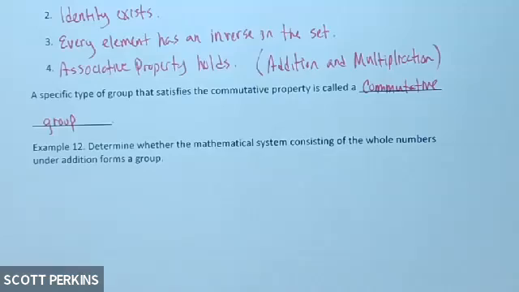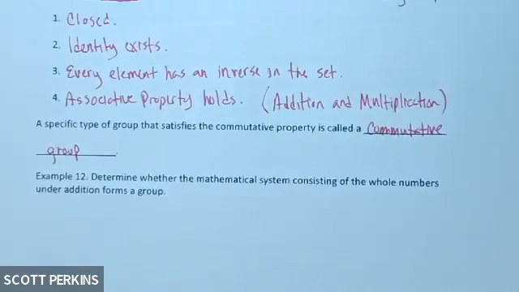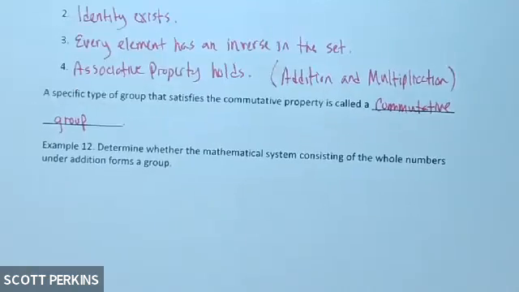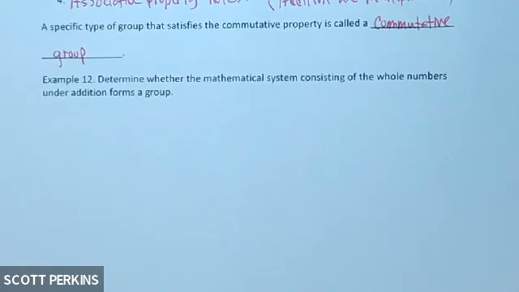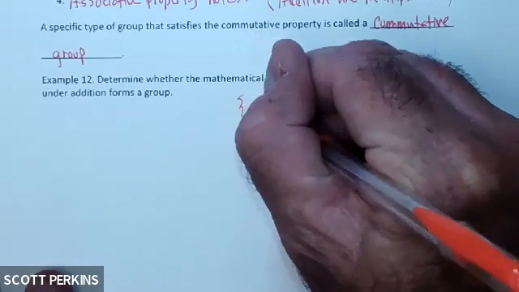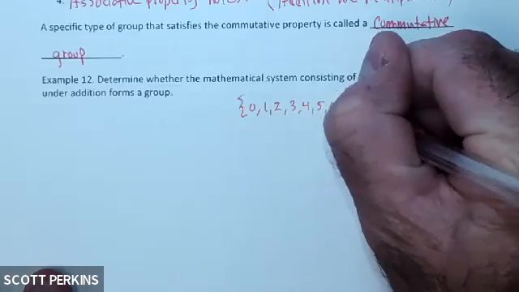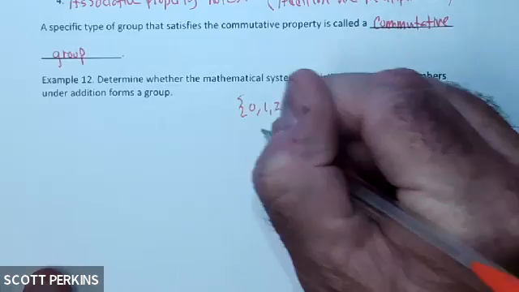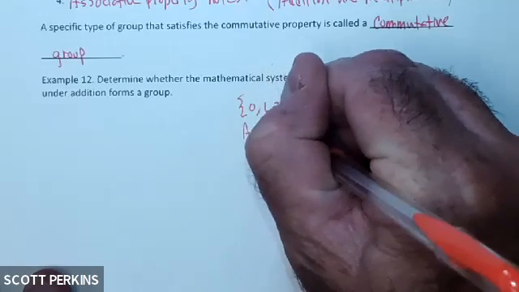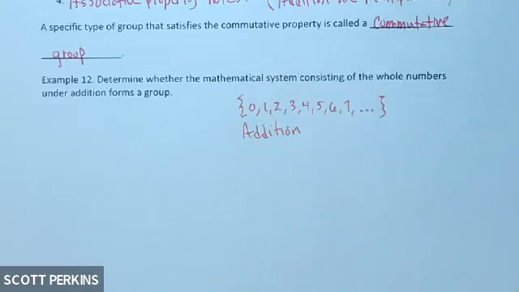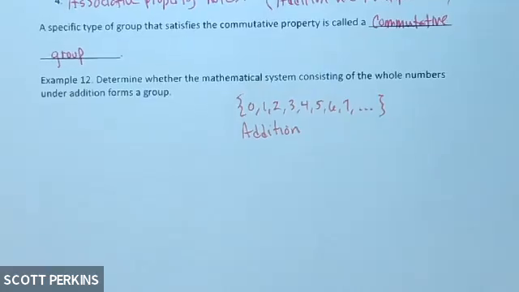So after you do your homework, if you still are not super clear on what's going on, we can do another example. I will do example 12 with you. Determine whether the mathematical system consisting of whole numbers and addition is a group. Let me write down the whole numbers again, and addition. That's my mathematical system. I want to know, is this a group? Fantastic. Let's start off.